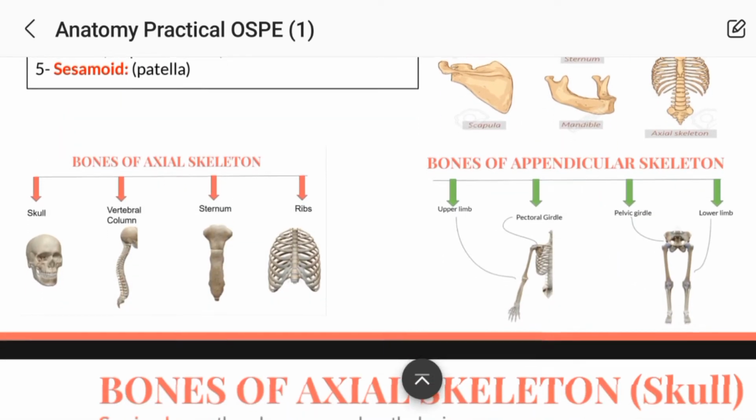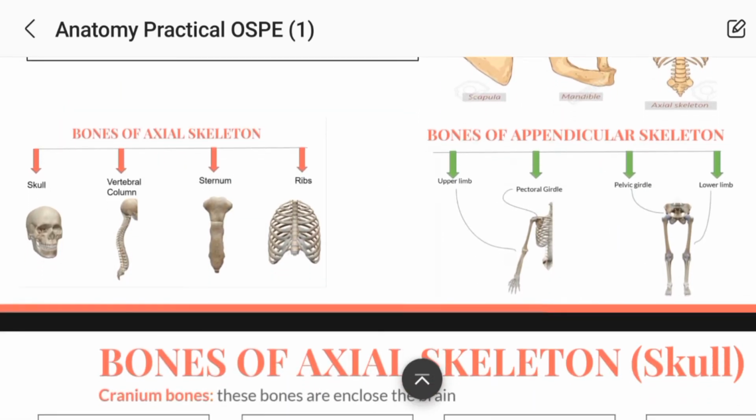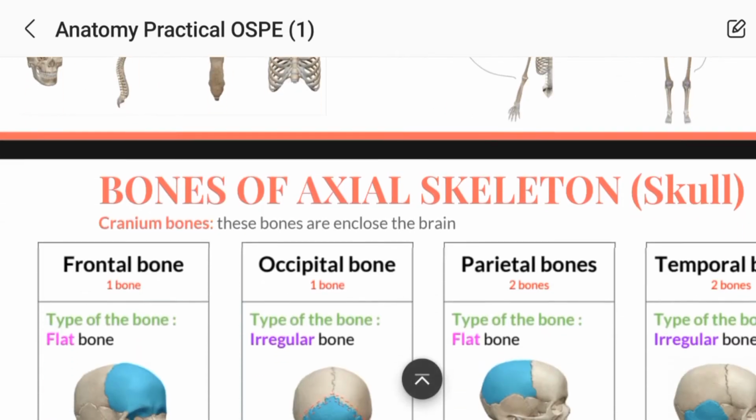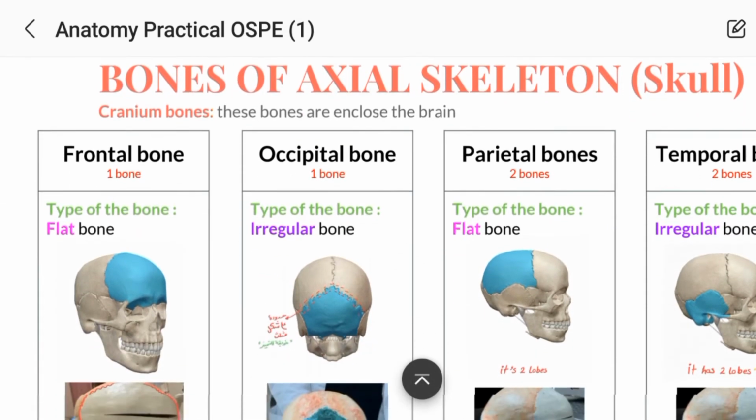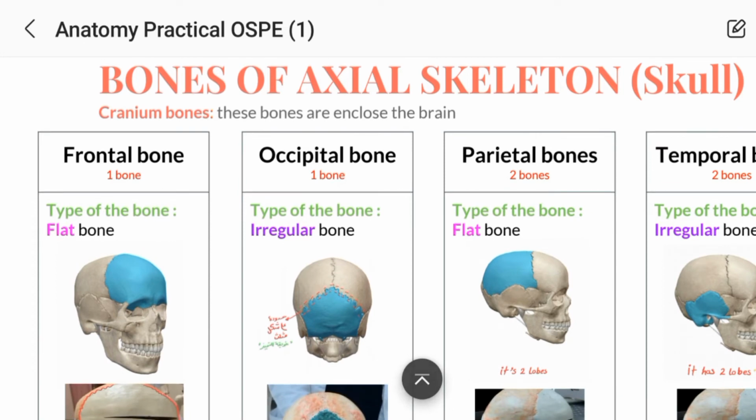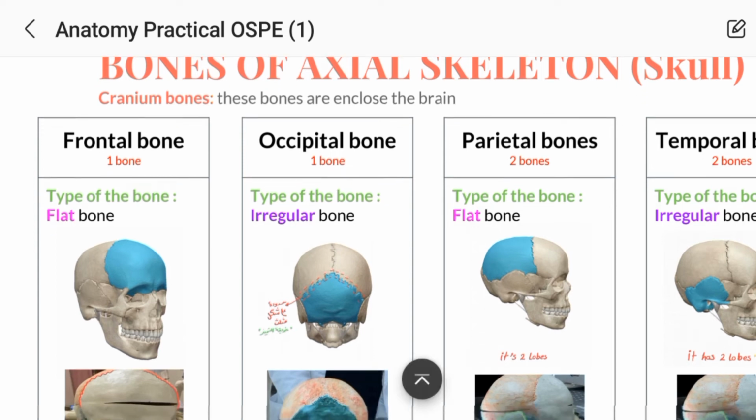So we have the bones of the axial skeleton as well as some bones of the appendicular skeleton. Bones of the axial skeleton are the skull, vertebral column, sternum and the ribs, while bones of the appendicular skeleton are upper limb bones, pectoral girdle, pelvic girdle and the lower limb. Bones of the axial skeleton, where we will firstly discuss the skull. We have different bones which are some paired and some are unpaired bones.